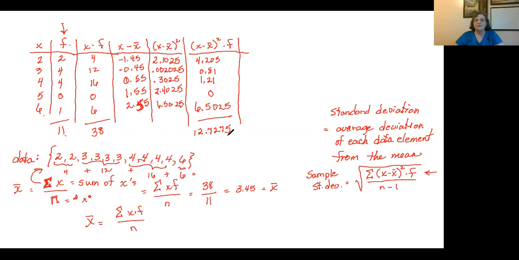So this is the sum. We're going to take this, we're going to divide it by n minus 1. Well, n was 11, so we're going to divide this by 10. And then take the square root. So we've got 12.7275 divided by 10. Take the square root of that, 1.12816. So to round this to one decimal place is 1.1.